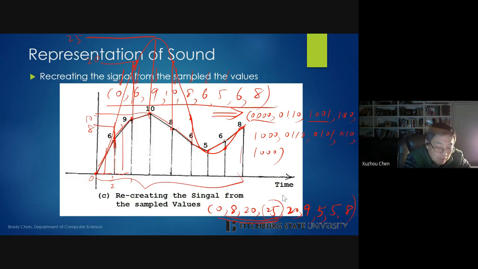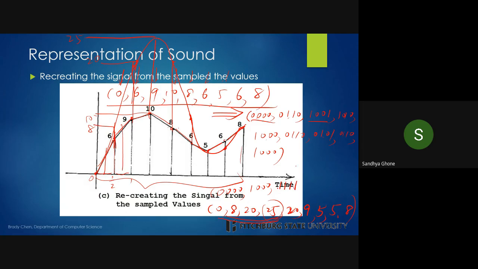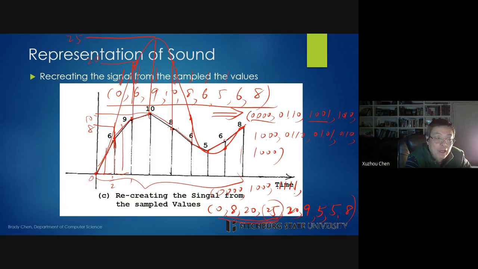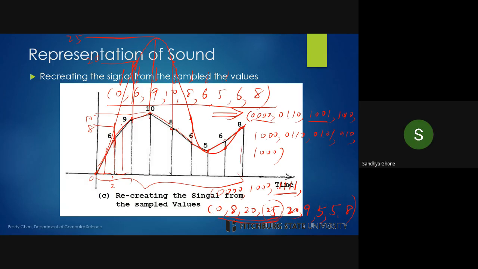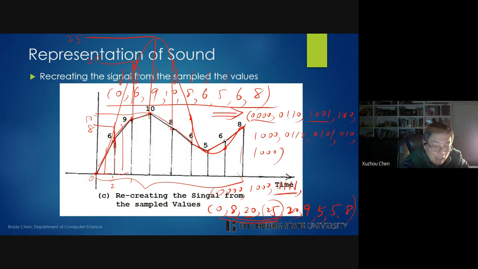Now, if I still use 4 bits, what is the sequence of the sound going to look like? 0, 0, 0, 0. 8 is okay, 1, 0, 0, 0. What is 20 with 4 bits? The highest number we can represent is 15, right? Yes. Okay. So if it's 20, I cannot represent 20, but that's the highest number I can represent. And with 25, here it is. Here it is. And 9, that's 1001. Okay. And the rest of the numbers are okay.